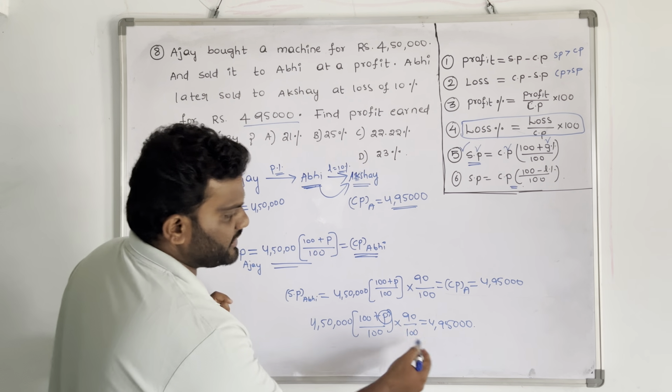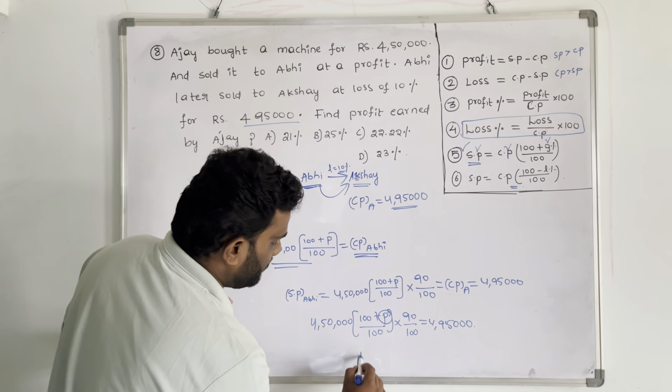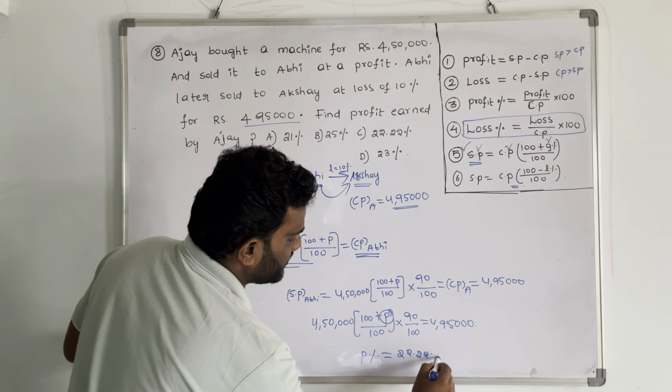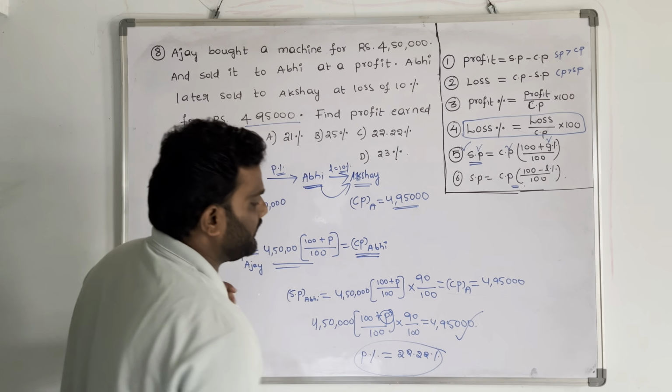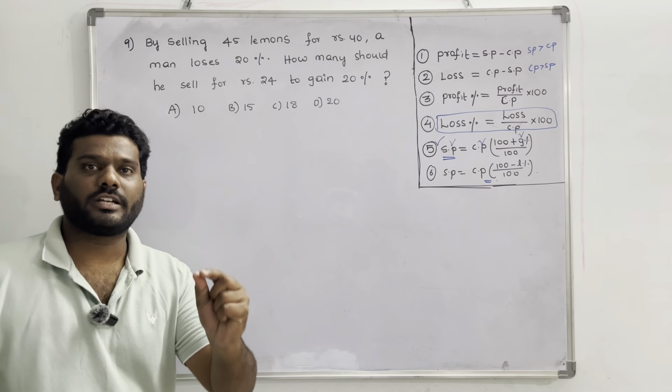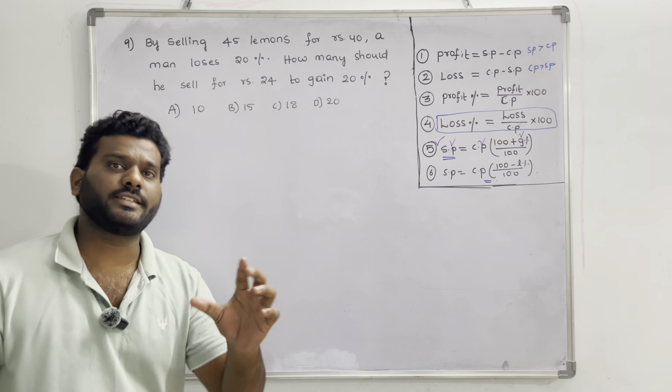So if you solve this simplification, you will get the profit percent earned by Ajay as 22.22 percent. Just simplify in your notebook and you will get this 22.22 percent. Very simple. Ninth question, very important question and very easy question.